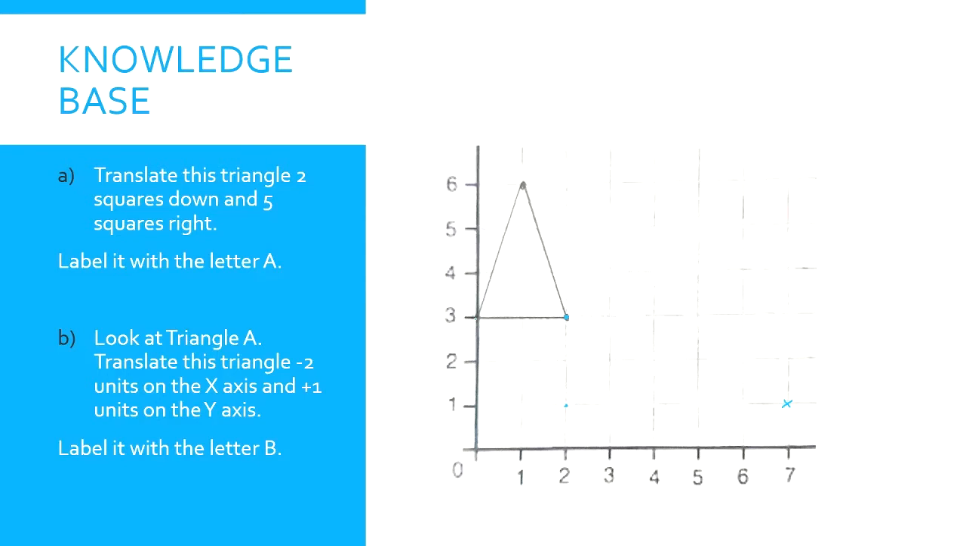I'm then going to do the exact same thing with the next dot. So I'm going to choose this one at point 0, 3 on my grid. So again, I'm moving it 2 squares down, 1, 2, and 5 squares to the right, 1, 2, 3, 4, 5. I'm going to put my x here.